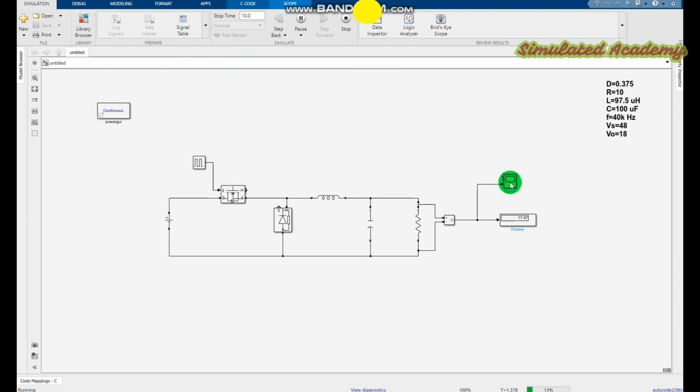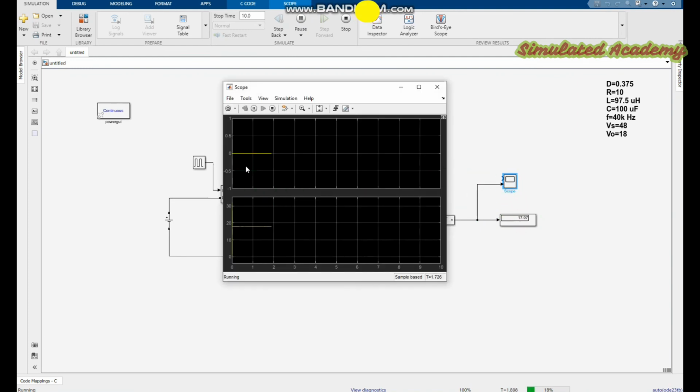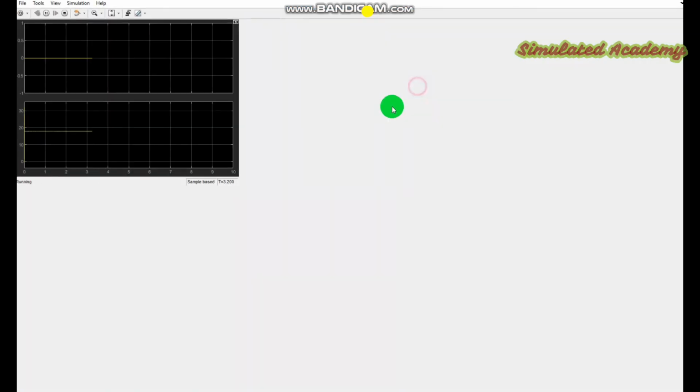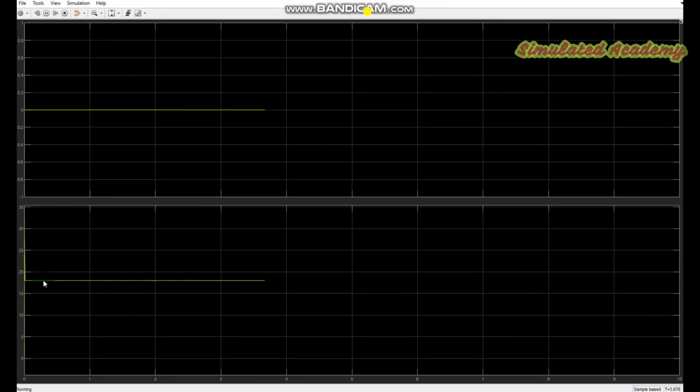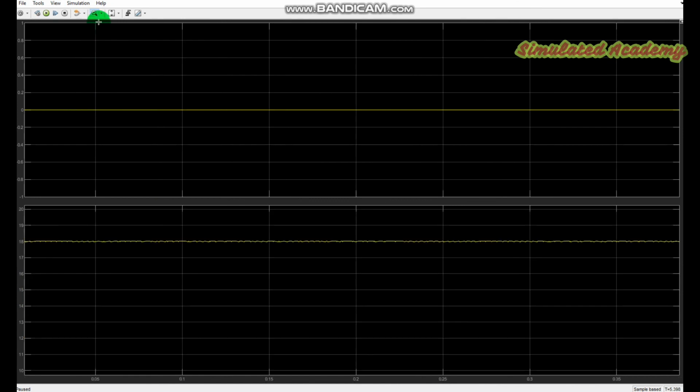Let's show you the scope result. Forget about the first one. We are interested in the second side. It is simulating, it will simulate for 10 seconds. I am stopping it here. Look, it is 18.